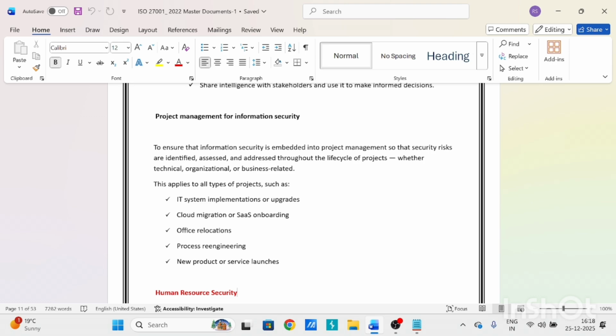So what is the project management for information security? What is the management for the IT system implementation? What is the management for the cloud migrations, office relocations, for example, re-engineering, new product or service launches? So whoever is managing all these should be accountable. This is what project management of information security we need to do.